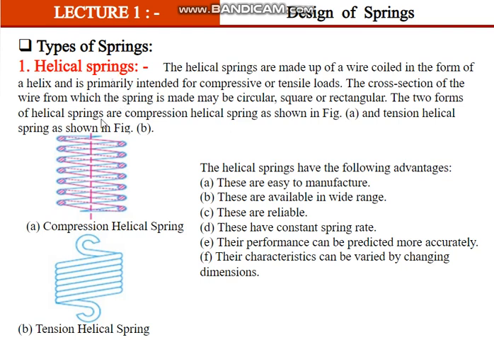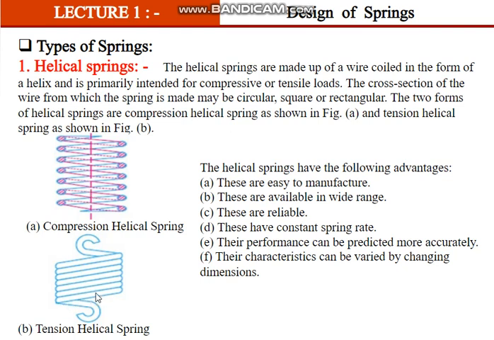First is the helical spring. Helical springs are like this, either like this or like this. The helical springs are made up of wire coiled in the form of a helix. This shape is called helix shape, and it is primarily intended for compressive or tensile loads. If it is spaced like this with gaps in the middle, then if load comes, it gets pressed and the length reduces. So it is taking compressive load.